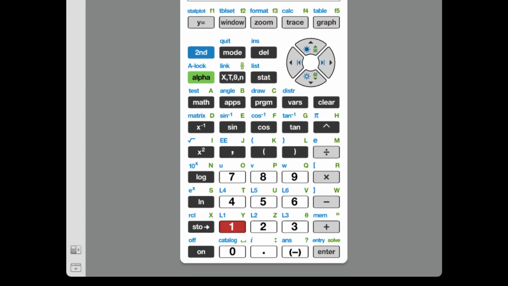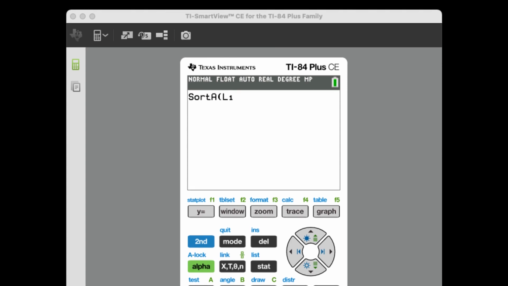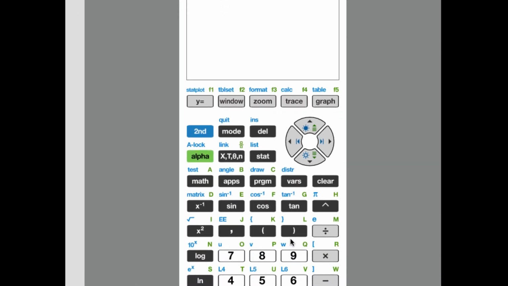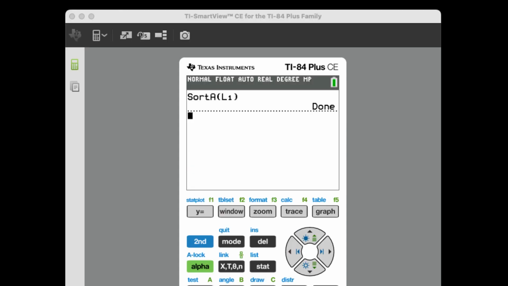You say, I don't believe you. Well, there it is. And then hit the parentheses to close that. And now you hit enter. And what does it say to you when you did that? It says you're done. What do you think it's done doing? Sorting.